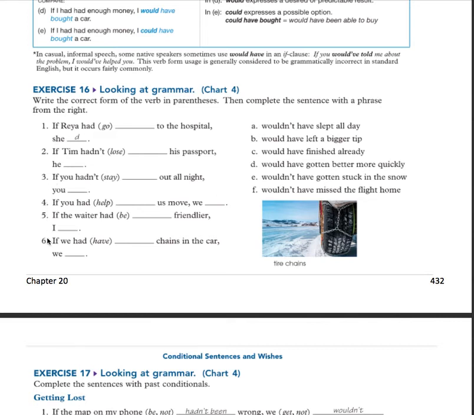Go ahead and do number 3, 4, 5, 6. Remember, this has to be a past participle in the if clause because it's past perfect. Okay?